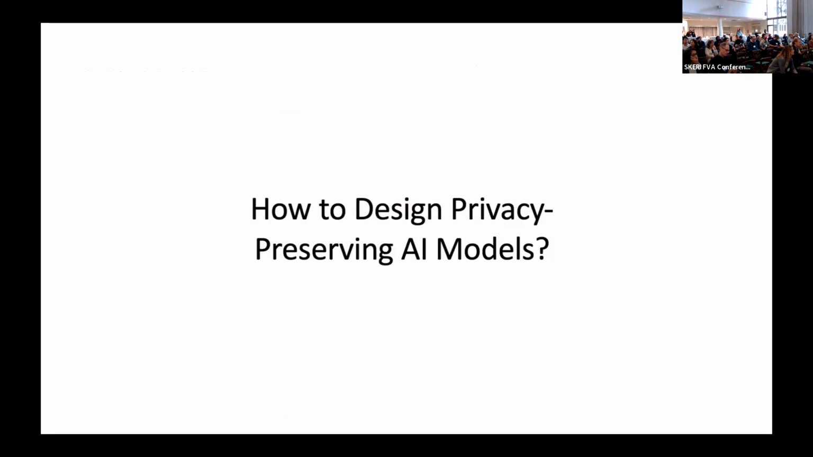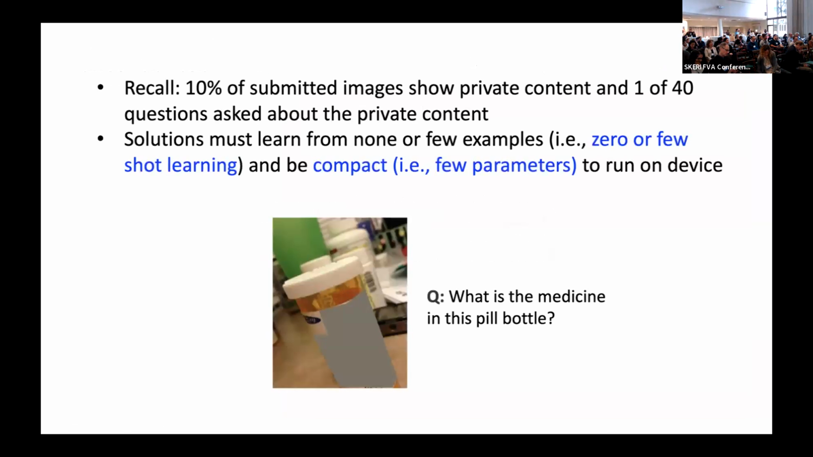And the final key challenge that I'd like to highlight is, how do we go about designing privacy-preserving AI models? As I mentioned, people who are blind are often using these services to learn about their private content. We can't ignore this. And so I think we need to start building models that can be run on devices to support the users with those about 10% of submitted images that are showing private content. And so I would argue that we need solutions that can learn from none or a few examples, which is called zero or few shot learning, to detect different private categories, because we never want to build a big dataset of private content, which by definition shouldn't be publicly available.